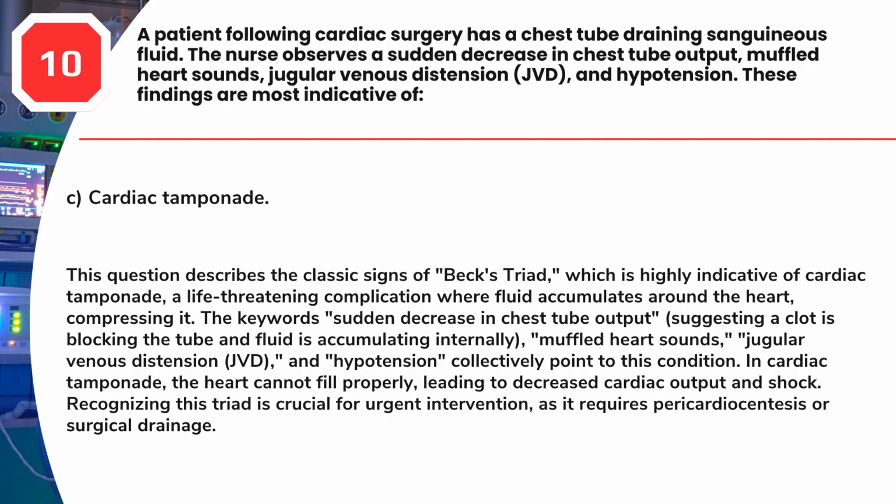Answer C. Cardiac tamponade. This question describes the classic signs of Beck's triad, which is highly indicative of cardiac tamponade, a life-threatening complication where fluid accumulates around the heart, compressing it. The keywords sudden decrease in chest tube output, suggesting a clot is blocking the tube and fluid is accumulating internally, muffled heart sounds, jugular venous distension (JVD), and hypotension collectively point to this condition.